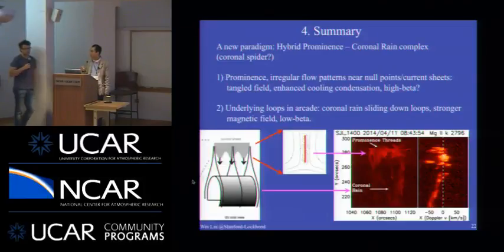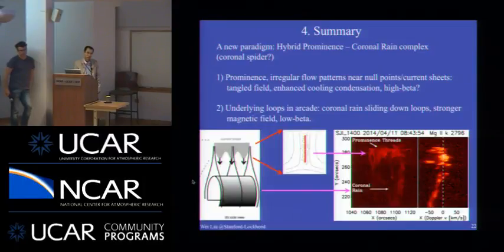Okay, thank you. Marcus? How do you explain that the speed of the downfall in the rain is usually a third or less than free-fall speed? How do you explain this scenario?